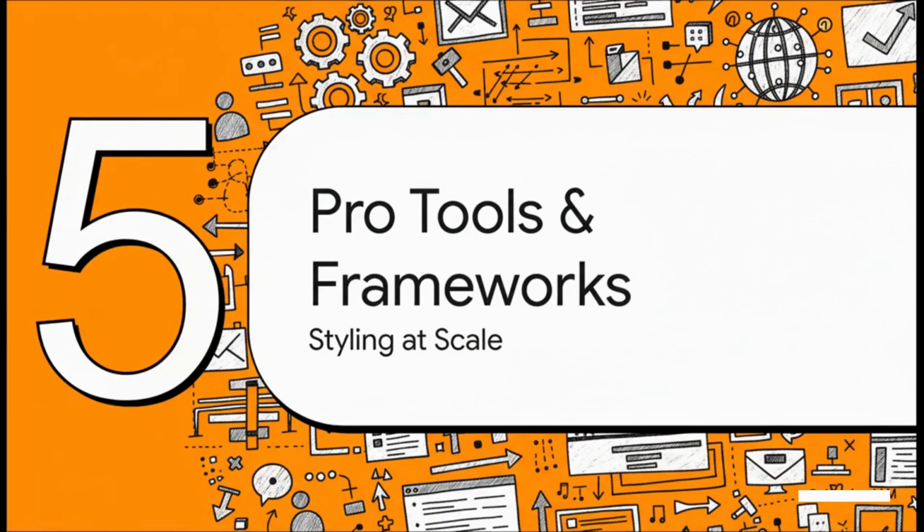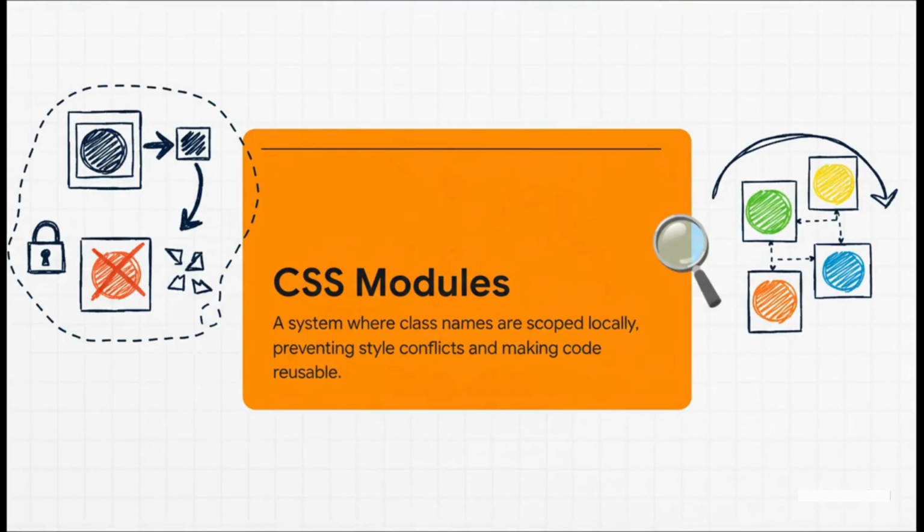Okay, so we've covered the fundamentals. Now let's talk about how the pros handle this stuff on massive, complex projects. Because when you're working with a big team or in a huge application, you need more than just good habits. You need powerful tools. So here's a classic nightmare scenario for developers. You change the style for a button, and it accidentally breaks 10 other buttons across the site. It happens all the time.